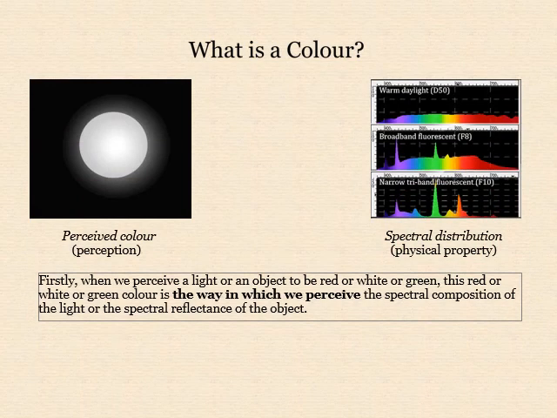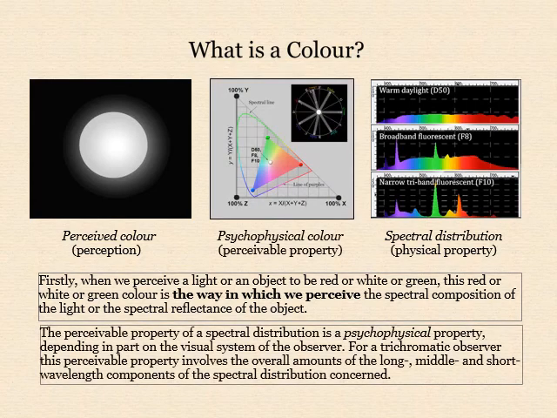Firstly, scientific consensus is that the red or white or green colour does not reside in the light or the object, but is the way in which we perceive the spectral composition of the light or the spectral reflectance of the object. Further, the perceivable property of a spectral distribution is not its precise physical wavelength composition, but is a psychophysical property depending in part on the visual system of the observer. For a trichromatic observer, this psychophysical property perceived as colour involves the overall amounts of the long, middle, and short wavelength components of the distribution.